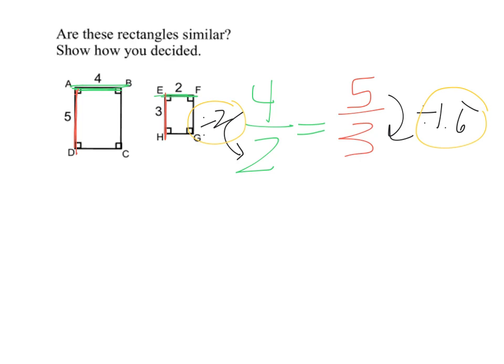These are not proportional. Okay, another way I can show it here, 2 times 5 is 10, 3 times 4 is 12. 12 does not equal 10, so this is not proportional. Okay.